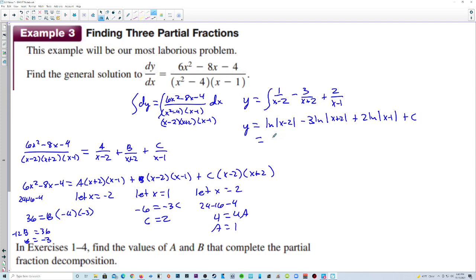This is going to be natural log of the absolute value of x minus 2 over x plus 2 to the third, plus natural log of x minus 1 squared, plus c. So that's natural log of the absolute value of x minus 2 times x minus 1 squared over x plus 2 to the third, and then plus c.